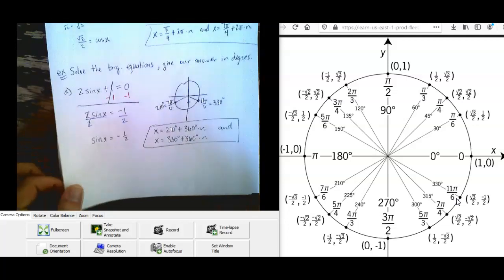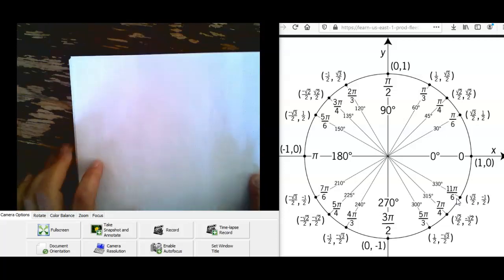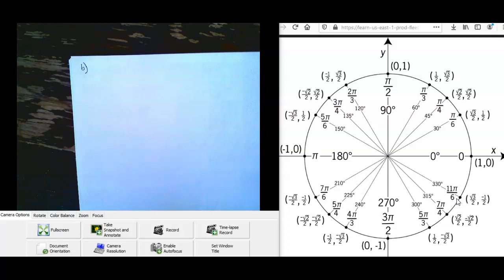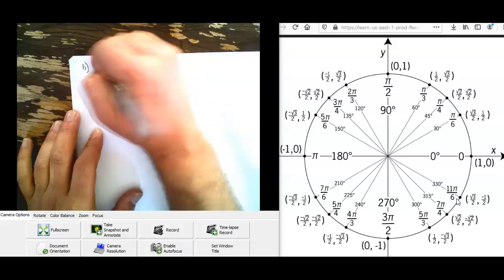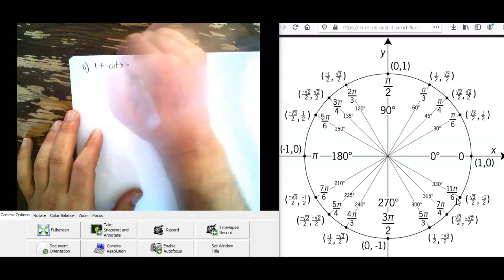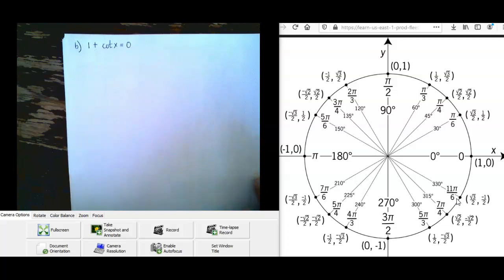Let's do one more in degrees. So b. Let's do 1 plus cotangent of x equals 0.